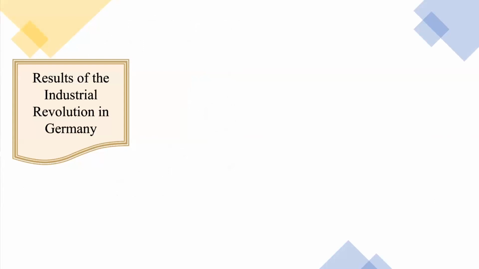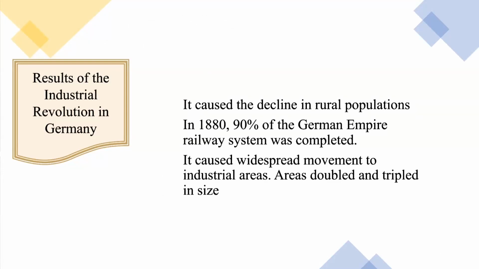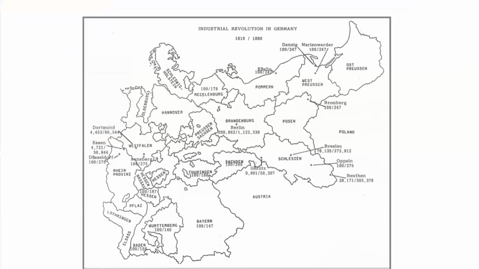Results of the Industrial Revolution in Germany. It caused a decline in rural populations. In 1880, 90% of the German Empire railway system was completed. It caused widespread movement to industrial areas. Areas doubled and tripled in size. This outline map shows the population increase in the German industrial cities.